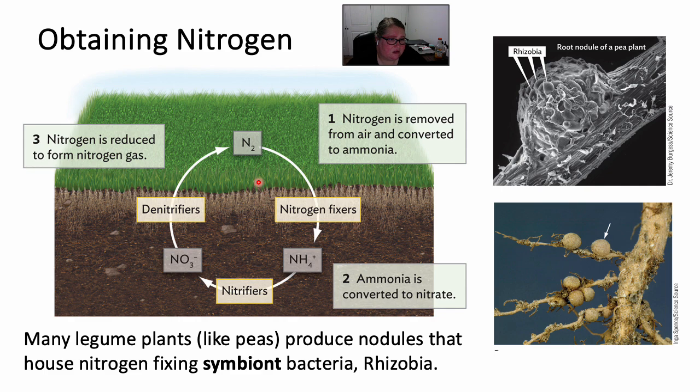Here we have the nitrogen cycle. We have nitrogen fixers, the term for the bacteria that take nitrogen gas and convert it to ammonia. We have nitrifiers that take the ammonia and convert it to nitrate. And then we have the denitrifiers that go from nitrate to nitrogen gas. So I would know this. Know this cycle: nitrogen fixers go from N2 to ammonia, nitrifiers go from ammonia to nitrate, and denitrifiers go from nitrate to nitrogen gas.